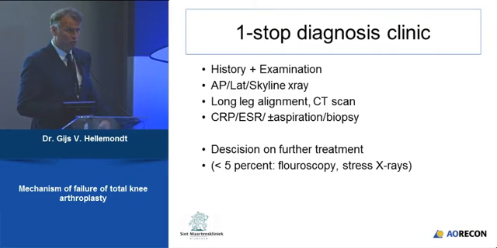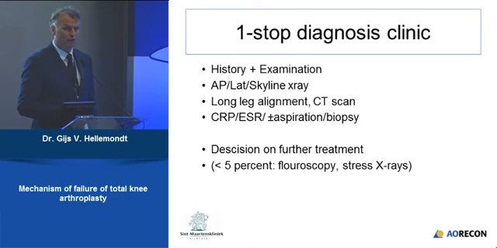So this is what we do in our clinic. We make it a one-stop diagnostic. We start, of course, with a thorough history and examination. Then we routinely make AP, lateral and skyline x-rays, long-standing alignment films, and CT scans. We do a CRP and an ESR in all our patients together with an aspiration or biopsy. And then we decide on further treatment.